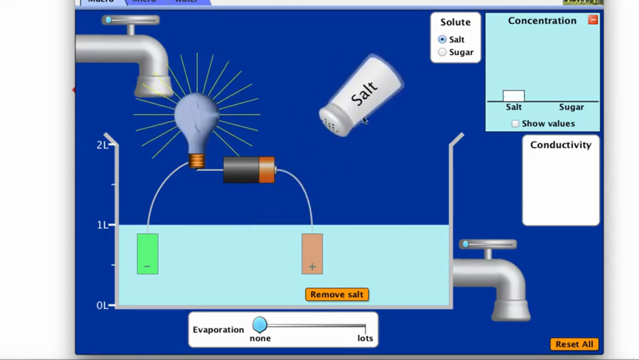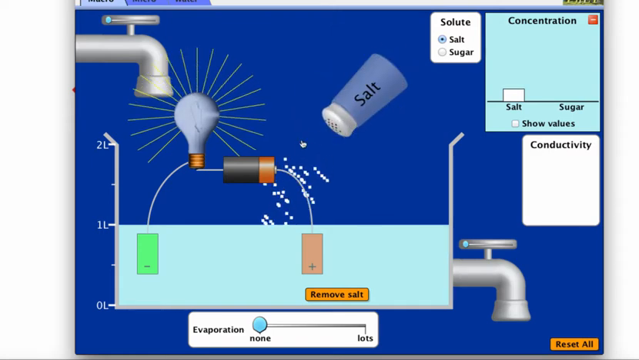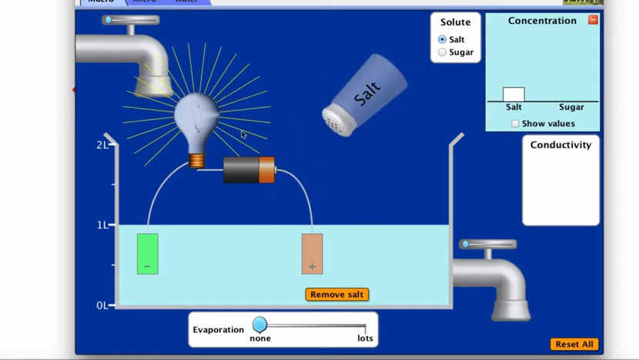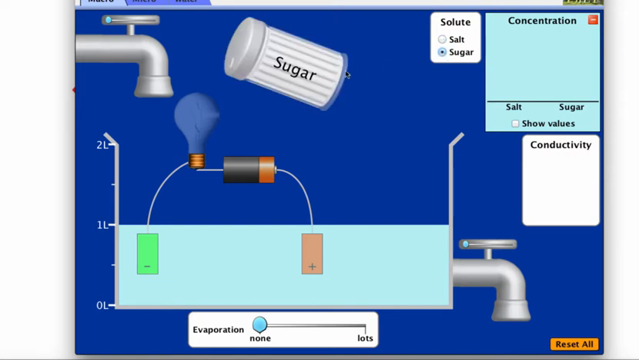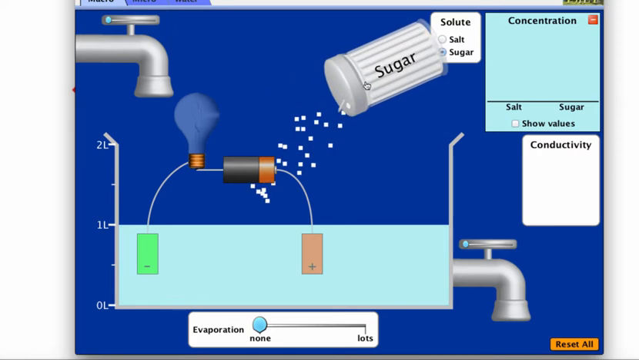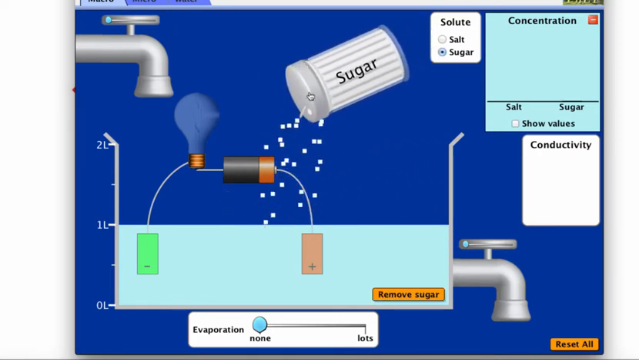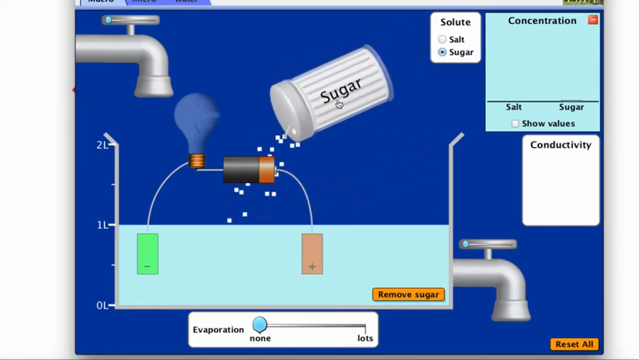So that tells us that salts and other ionic compounds that are soluble in water behave as conductors. They behave as electrolytes. We use that word electrolyte to describe substances that dissolve in water, making the water conduct electricity. Now notice if I remove the salt, the light bulb goes out. And if I replace the salt with sugar instead, we can test to see if sugar acts as an electrolyte. Notice I'm adding a bunch of sugar, but nothing's happening.